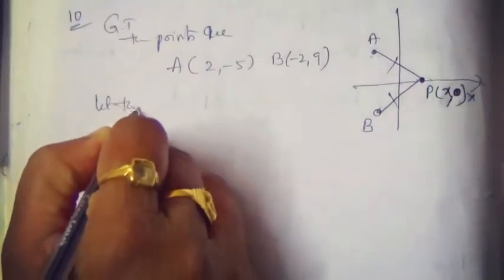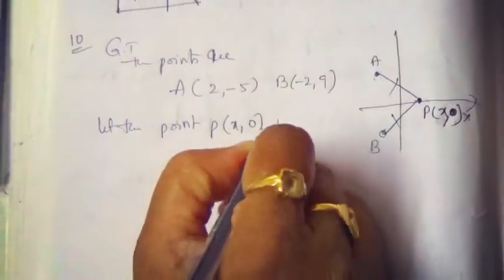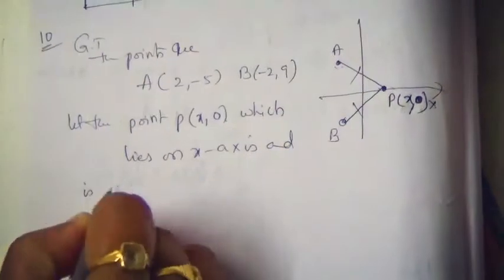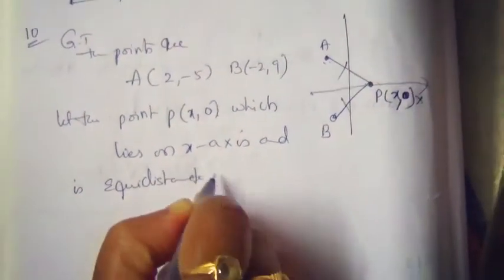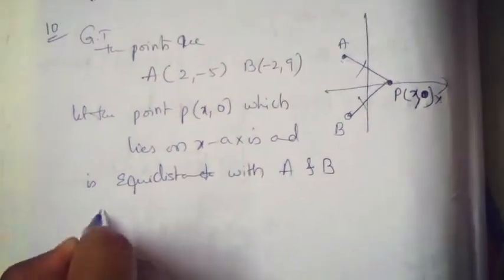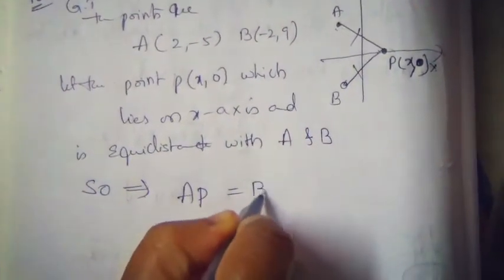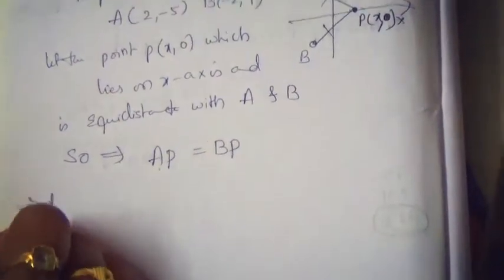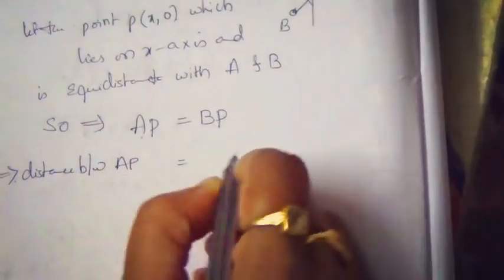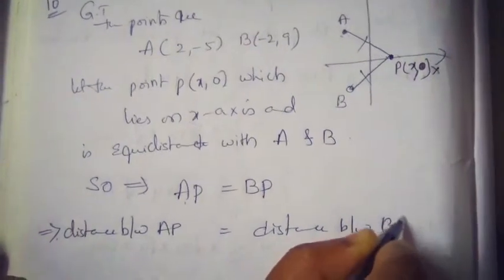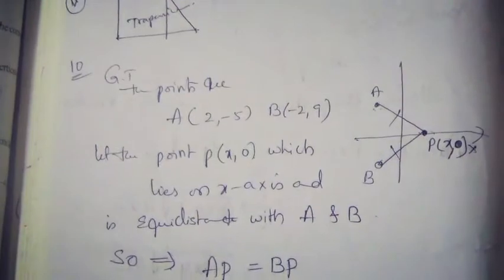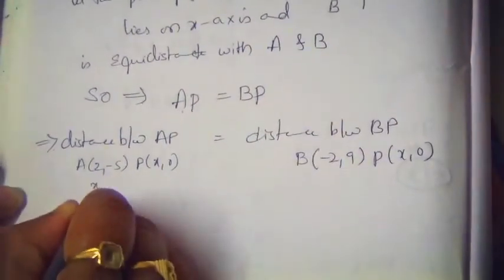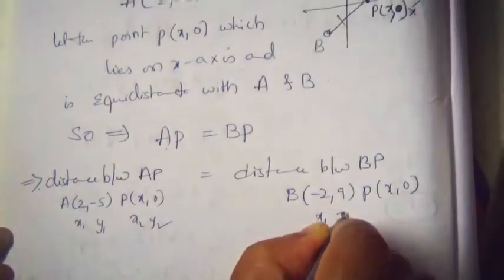So hence let the point P, that is (x, y), which lies on x-axis and is equidistant from A and B. So AP is equal to BP. Okay, AP is equal to BP. Hence that implies the distance between AP is equal to the distance between BP. What is A? A is (2, -5), P (x, 0). Here B (-2, 9), P (x, 0). Let us take the points as x1, y1, x2, y2. Here also x1, y1, x2, y2.